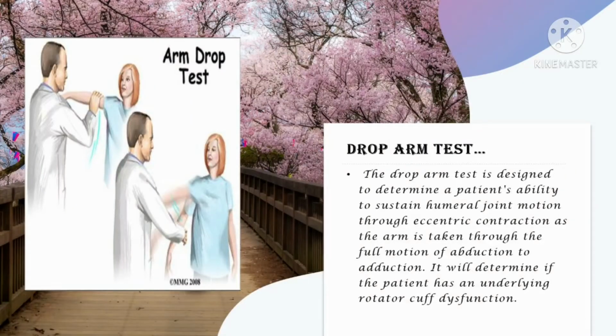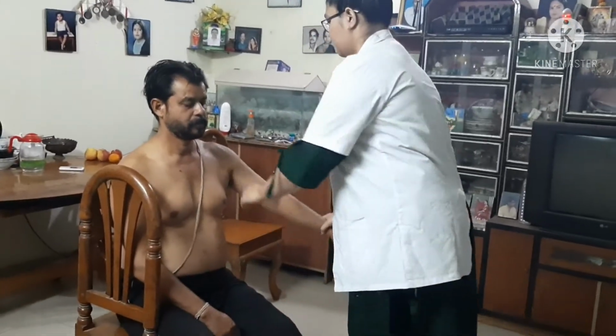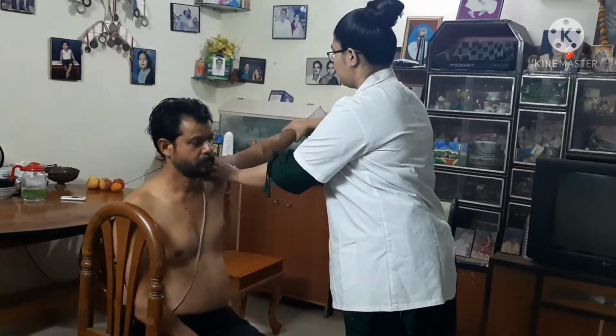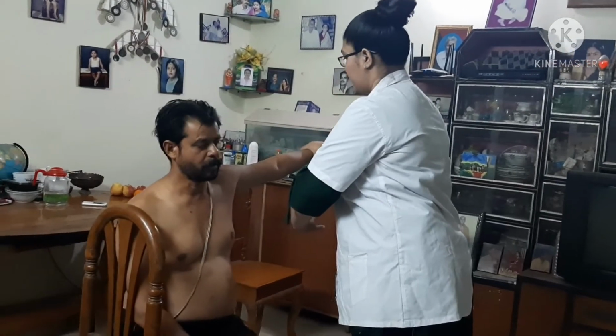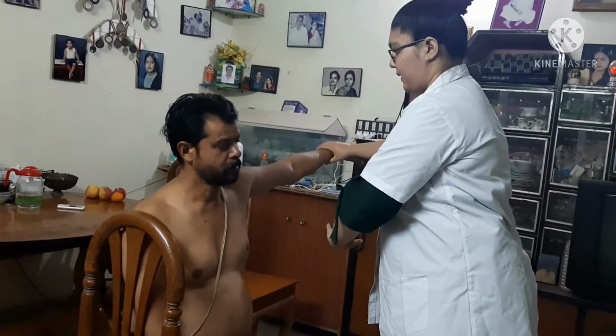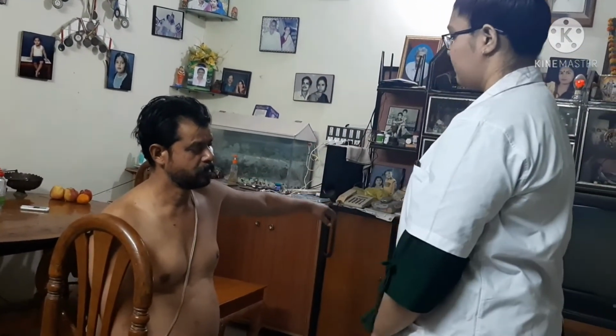Drop arm test. The drop arm test is designed to determine a patient's ability to sustain humeral joint motion through eccentric contraction as the arm is taken through the full motion of abduction to adduction. It will determine if the patient has an underlying rotator cuff dysfunction. Now I'll just put it here. Then you slowly drop it down, okay? I'll remove my hand and tell me if it pains. Does it pain? No pain. Okay.